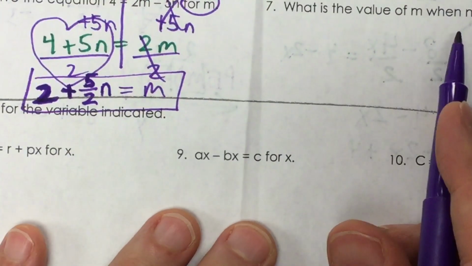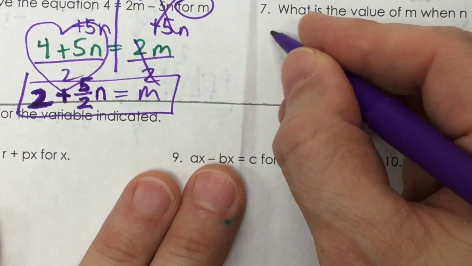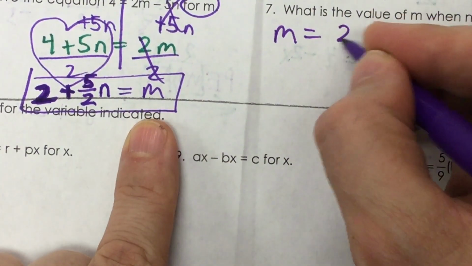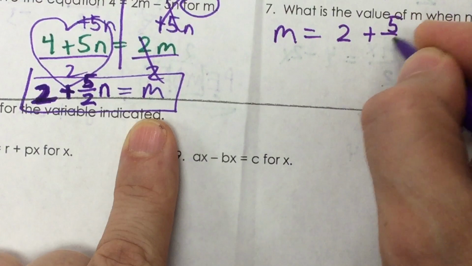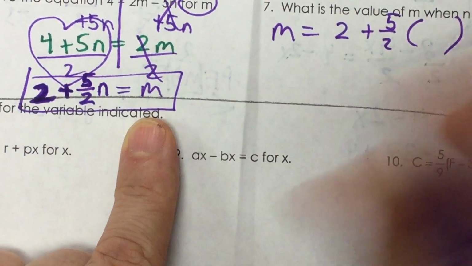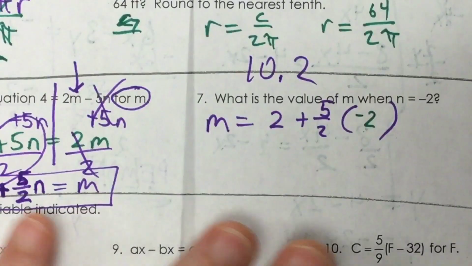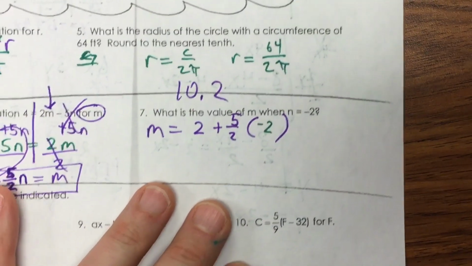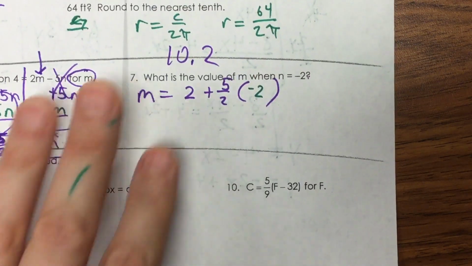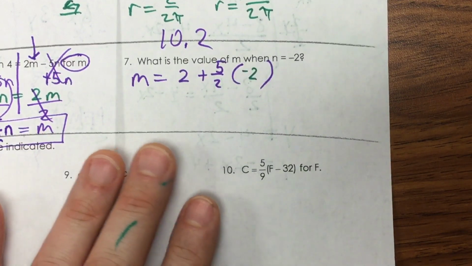Now, what is the value of m when n is equal to -2? Let's do it. I'm going to write it again. This time I'll flip it around where m's on the left. 2 plus 5 halves, but I'm going to plug in my number for n, -2. Now, oops, sorry, I didn't realize you weren't seeing all that. Let me give you a second. When I zoom in, it's to help you see, but then when I move the paper around, I don't realize that you can't see it when I move it.